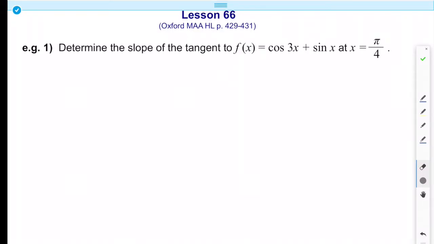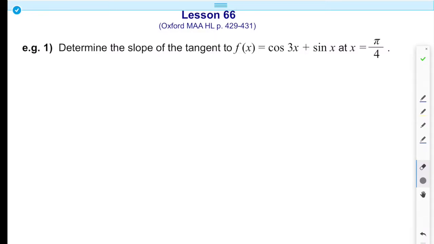In lesson 66, we will look at how we can apply the derivatives of trig in solving questions related to tangents and normals. Number 1, determine the slope of the tangent to f of x equals cos 3x plus sine x at x equals pi over 4.